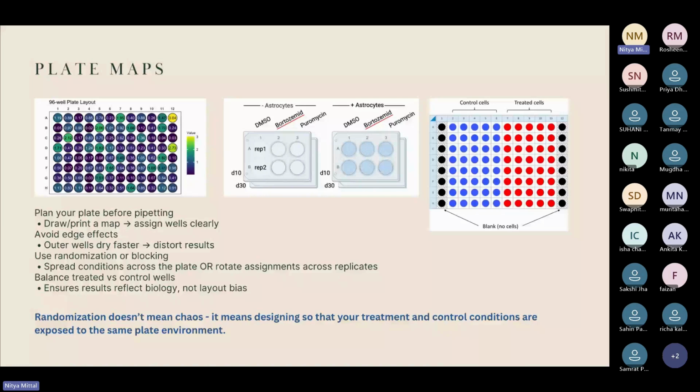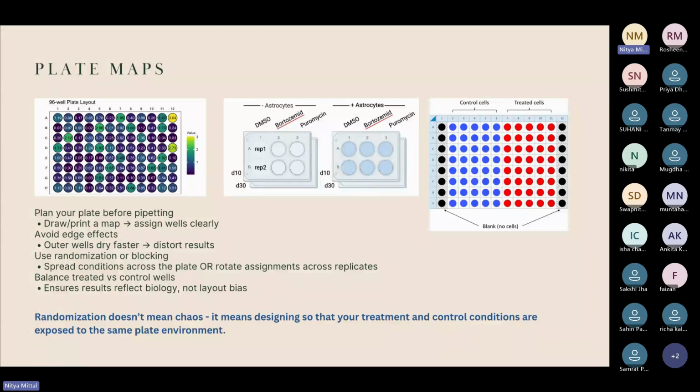So you have to leave out the edges, but you also have to use randomization. Now, in this last image, you see all the control cells and all the treated cells are together, separated very distinctly. But if you see the first plate, it is highly randomized. So if I had to choose a good data set, I would choose the first plate because it is randomized. You have to spread conditions across the plate or rotate assignments across the replicates. So that again points us back to the first plate. The first plate is a great example of a good plate map, not in terms of outer wells drying faster, but in terms that it has great randomization to it.